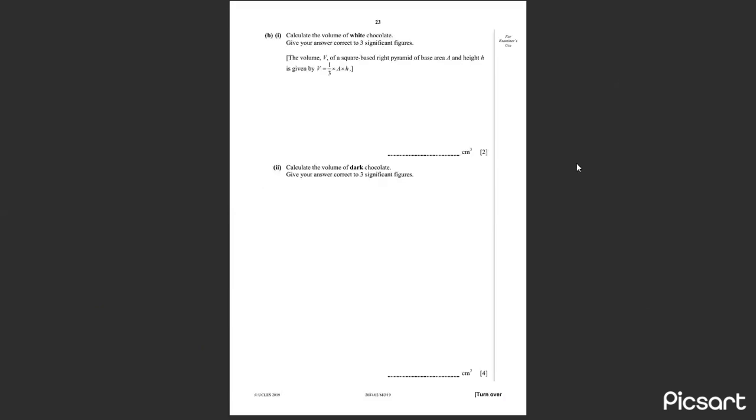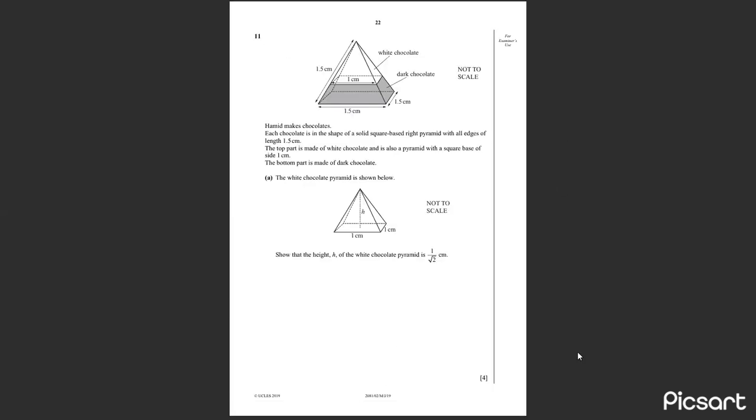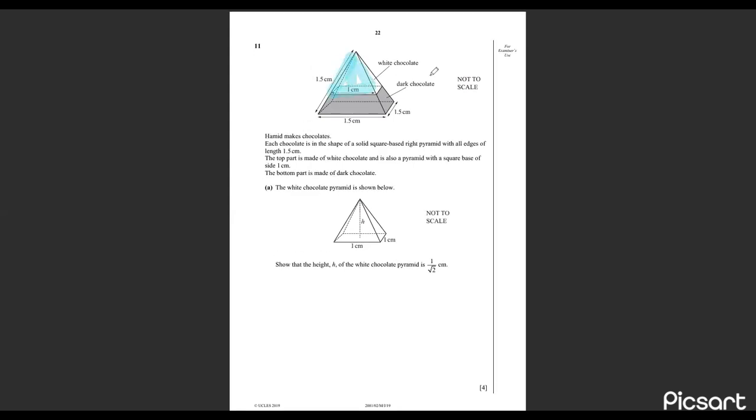Here he asks you to calculate the volume of the white chocolate, and the volume of the square base pyramid. So for sure we get volume 1 minus volume 2. As he needed this part, we get it from the big one minus the small one. I wanted this part, so here we have the volume. The volume of this part is clear: here we have 1 and 1, and we have a height of 1.